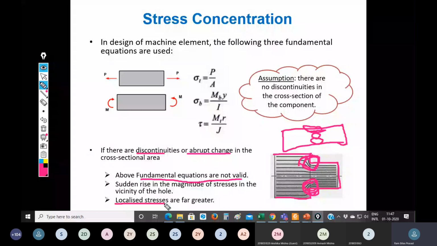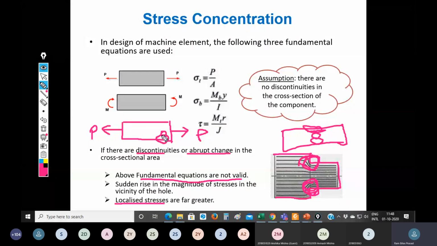Suppose this is a shaft and there is a load P which is acting. The stress is uniform throughout the length and cross section, right? But suppose there is a hole, then what will happen? There will be stress concentration, and due to it the stresses in this zone will be higher. This zone is basically known as the local zone, where the stresses are higher, and these local stresses are far greater, right?